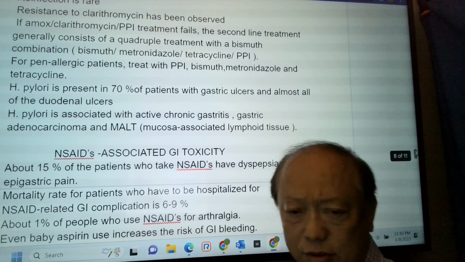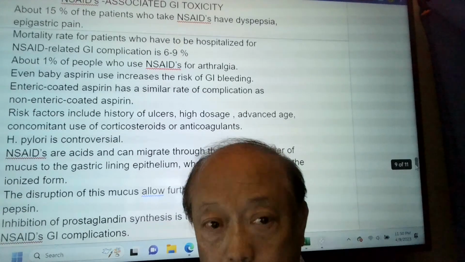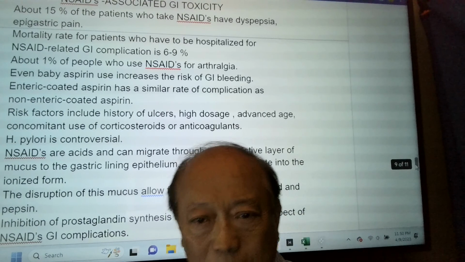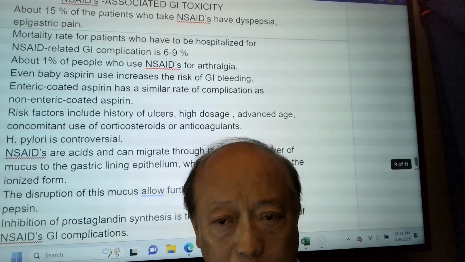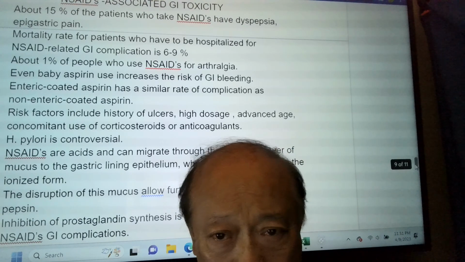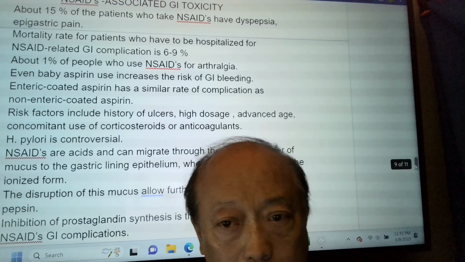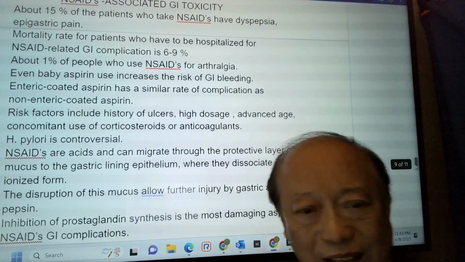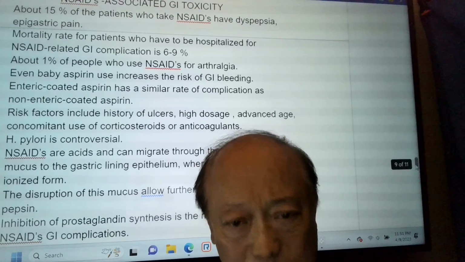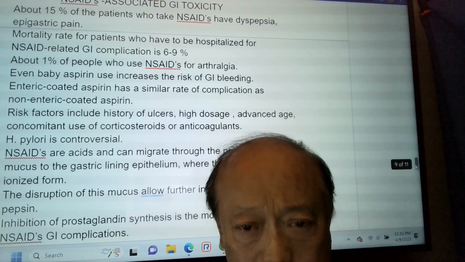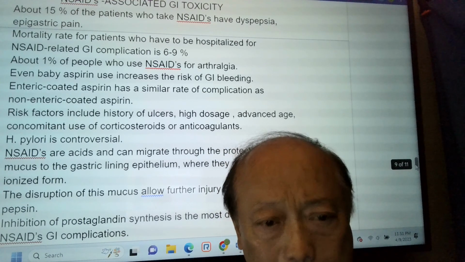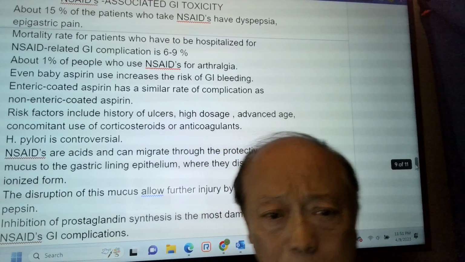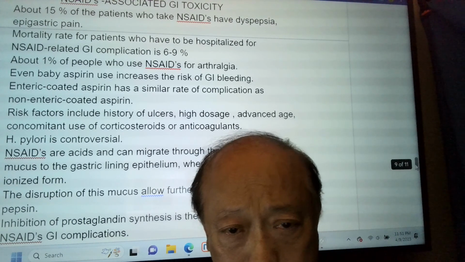NSAID associated gastric toxicity. About 15% of the patients who take NSAIDs have dyspepsia and epigastric pain. Mortality rate for patients who have to be hospitalized for NSAIDs related GI complication is 6 to 9%. About 1% of the patients who use NSAIDs for arthralgia will have GI bleed.